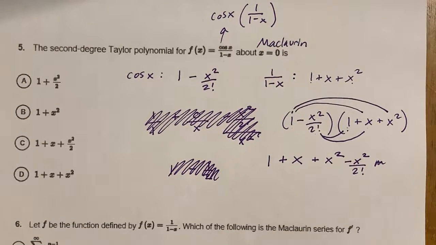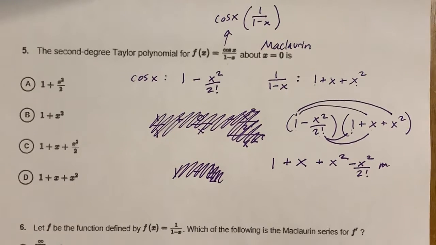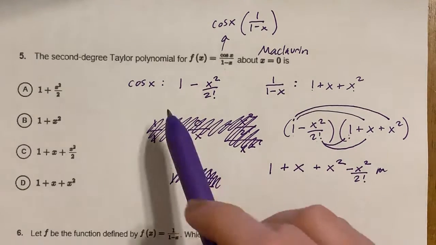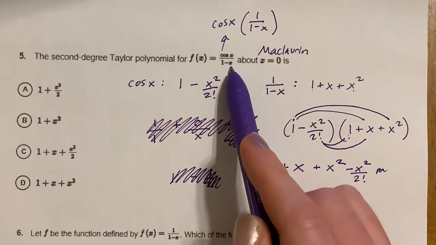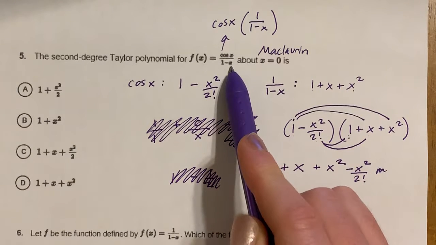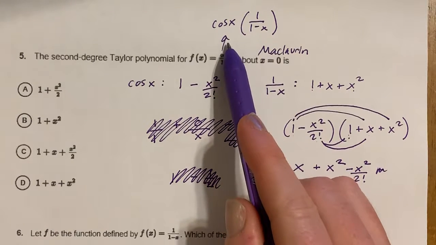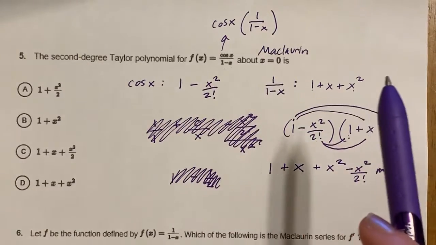All right. In this problem, we are looking at making a new series out of series we already know. And this one's a little tricky because it uses multiplication. But we are asked to find the second degree polynomial for cosine of x over 1 minus x. So I saw that and I was like, hey, that's the same as cosine times 1 over 1 minus x. And those are Maclaurin series that we actually have on our sheet here.